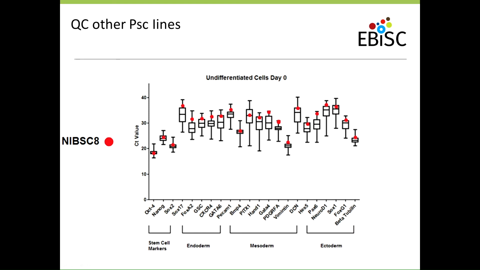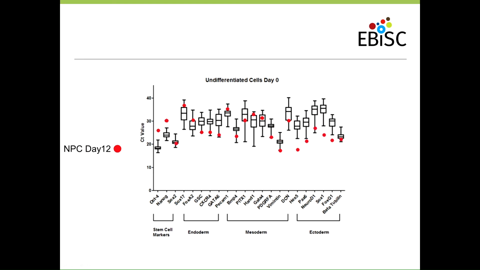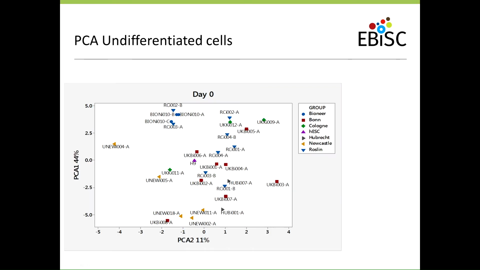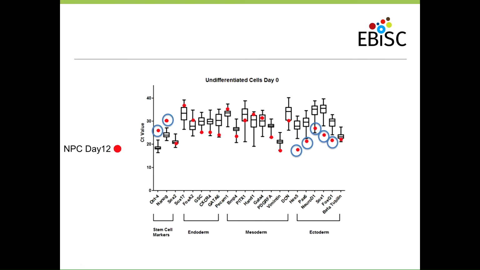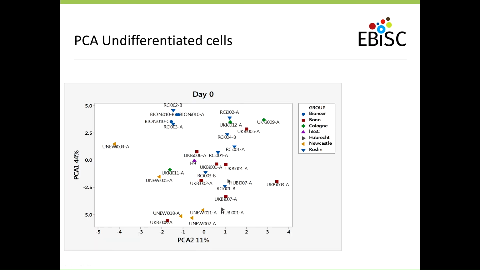And just to show you the inverse of that, if you look at an NPC at day 12, you can see that all the CT values fall outside, and you can clearly see that this line is differentiated. We did some QCA analysis on the undifferentiated cells as well from across the different groups to see if we could see any trends or any grouping.